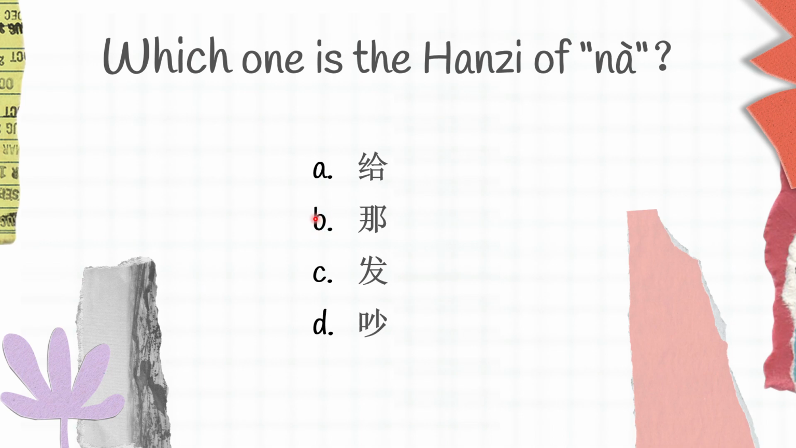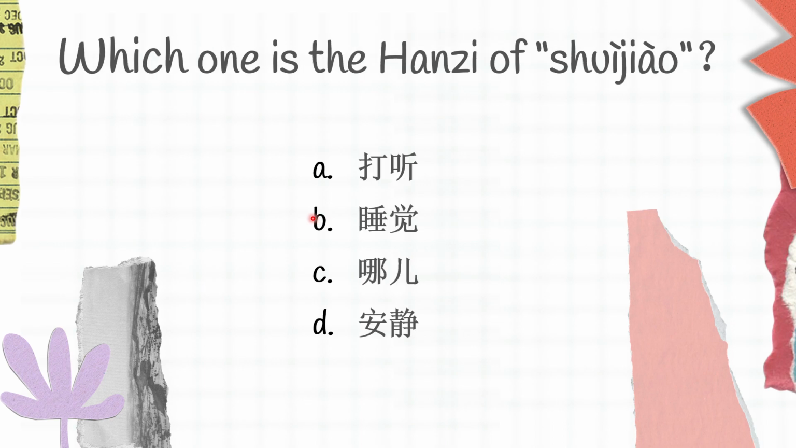answer. The next question here, which one is the Hanzi of 睡觉? Do you guys still remember or not? A is 打听, B is 睡觉, C is 哪儿, and D is 安静. So B is the right answer, 睡觉.